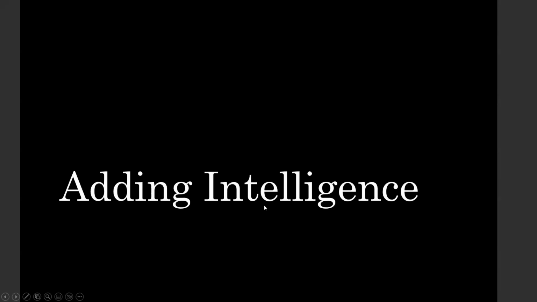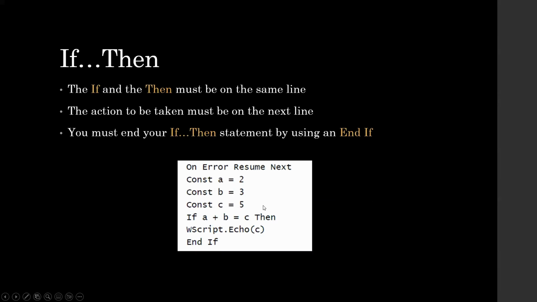Finally, the last section, adding intelligence. We're going to learn how to make decisions. So we've got our traditional if then, and in scripting, our if and then must be on the same line. This is very different from what we've done in the past. The action to be taken must be on the second line. With our decision making, just as with our looping, we have to end everything with a specific command word. So for an if, it's going to be the end if.